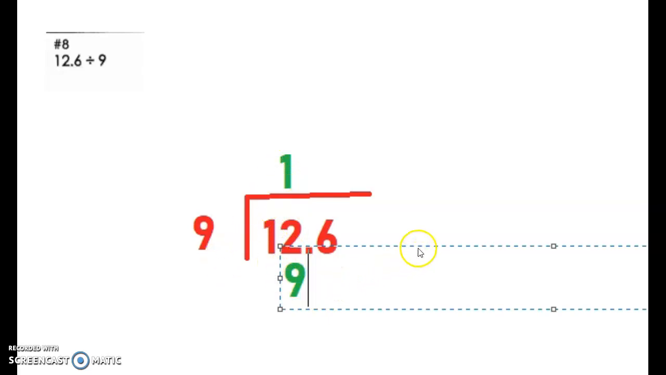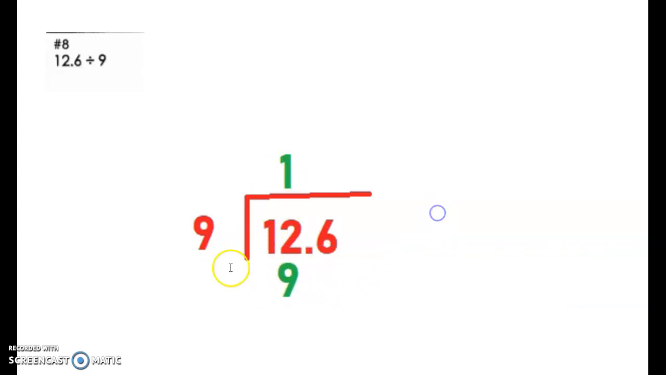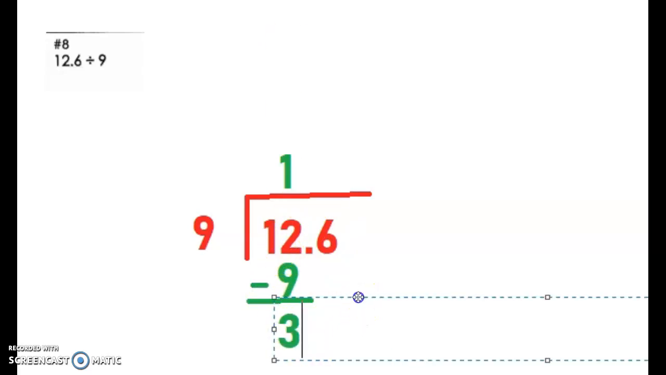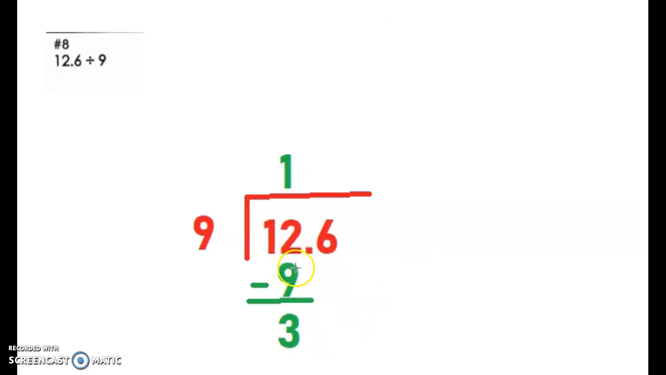So 9 times 1 equals 9, and now I'm lined up below my 2. You guys see that? I want to make sure you keep it organized, because a lot of mistakes are made when you guys are disorganized. 12 minus 9 is 3. Then you bring your number down. I think you guys can go from here.